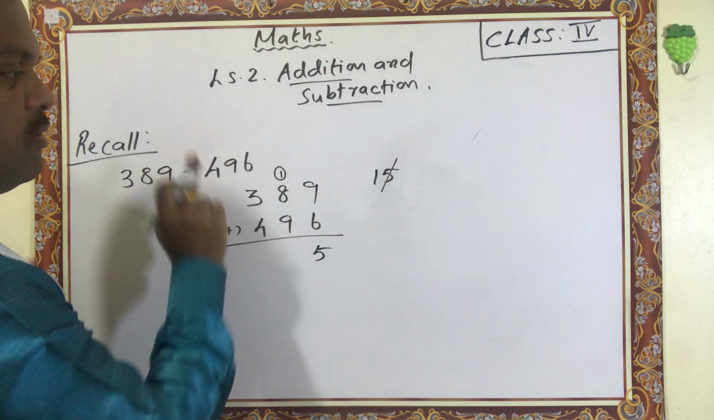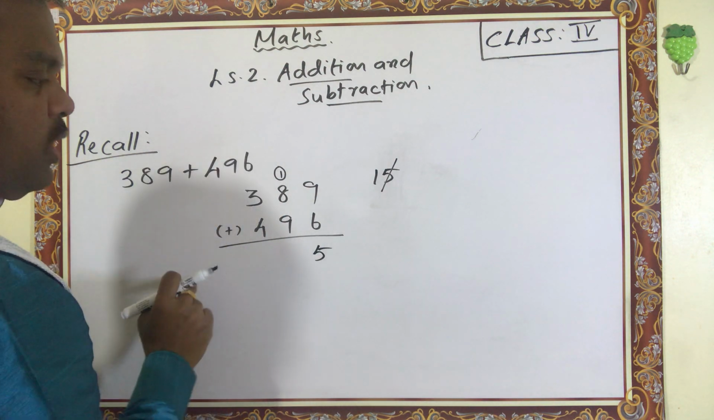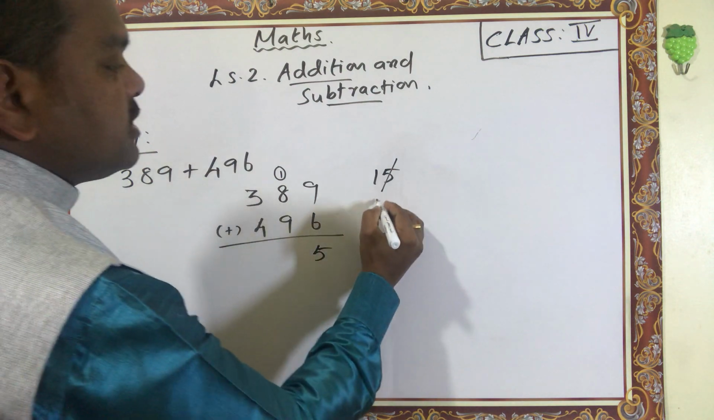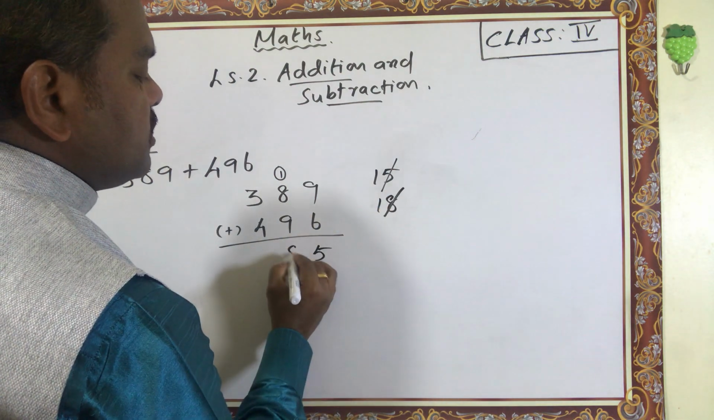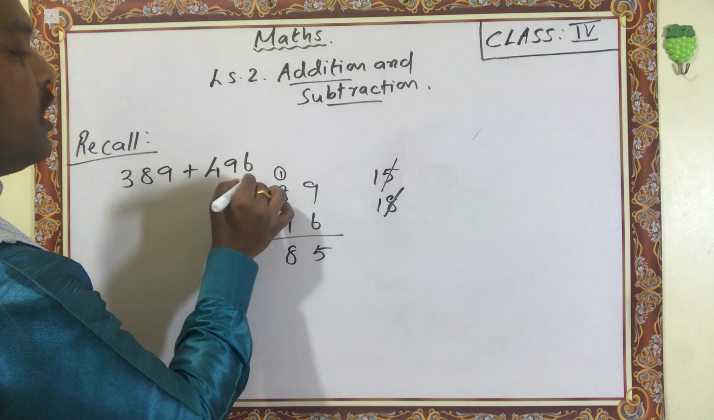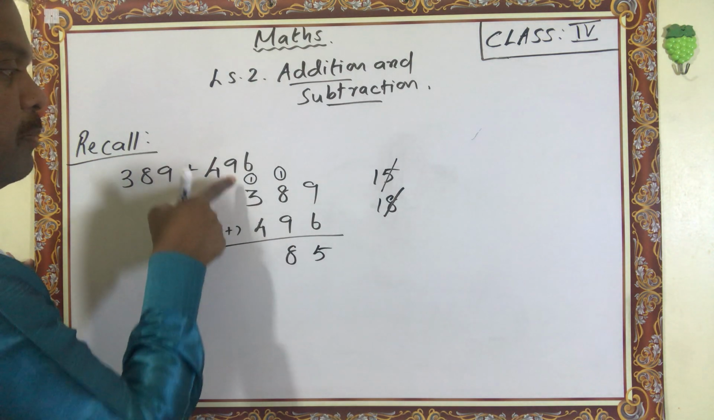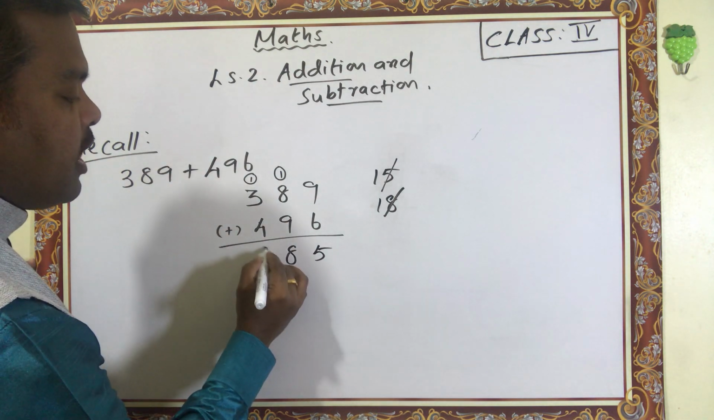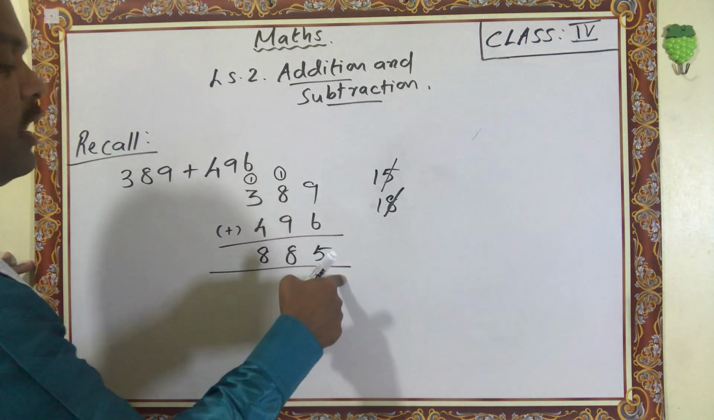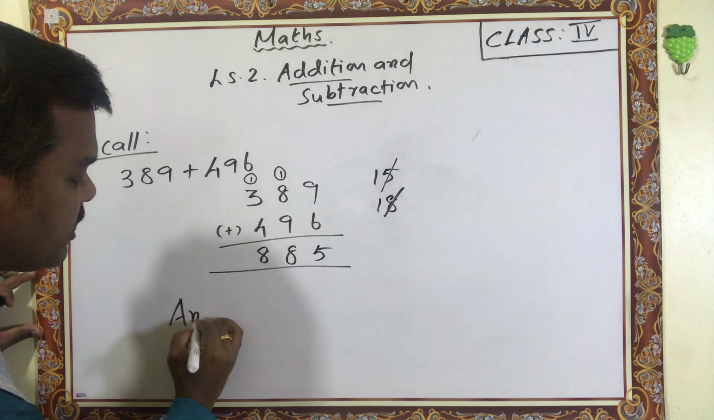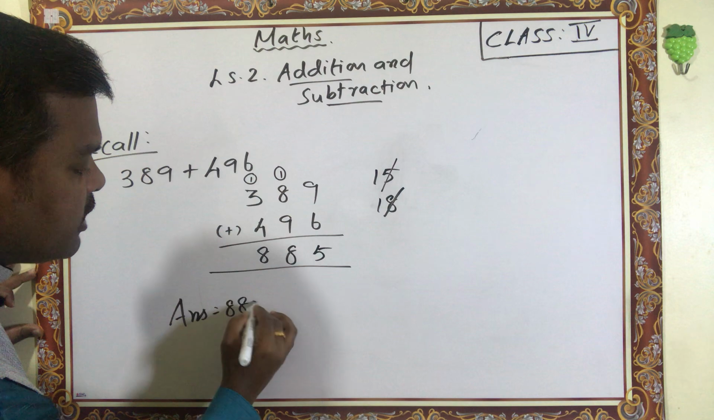5, then 1. 8 plus 1, 9. 9 plus 9, 18. Cut 8. This one you have to carry here. Write 1, then circle it. 3 plus 1, 4. 4 plus 4, 8. So 885. The answer is equal to 885.